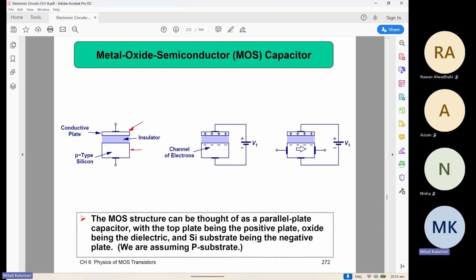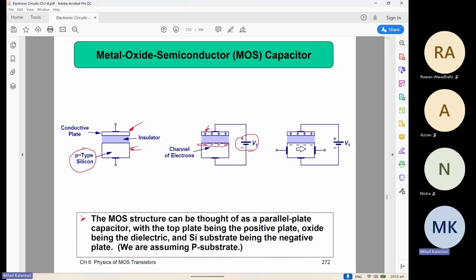So initially we start with this structure, and then let's say we have a p-type semiconductor at the bottom, right? We try to apply some voltage across this capacitor. So with this polarity of the voltage, the positive charge will be stored on the top metal, and a negative charge will be stored at the surface of the interface between the insulator and the semiconductor, which is a negative charge. And these charges are the electrons.